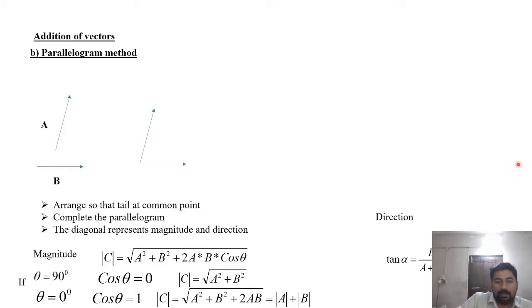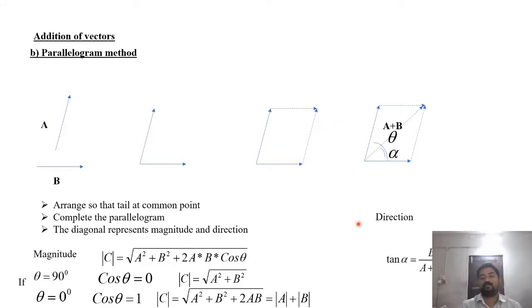And then you complete a parallelogram. How do you complete it? You can draw the same line here. So this is the line, same length, the same angle you draw here, and the same line you draw here. So this is a parallelogram you will create, and the diagonal of this parallelogram will represent the resultant of A and B. So this is the main thing. A plus B is the diagonal of the parallelogram.